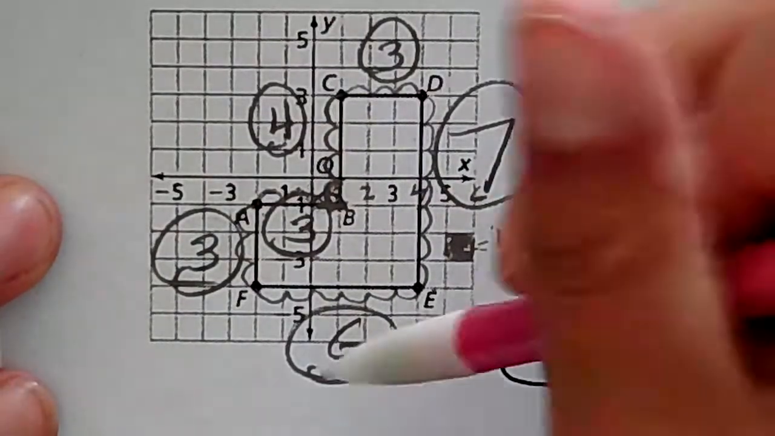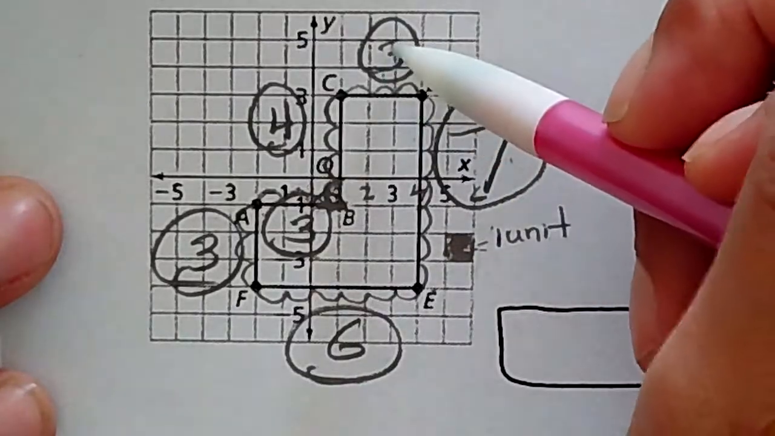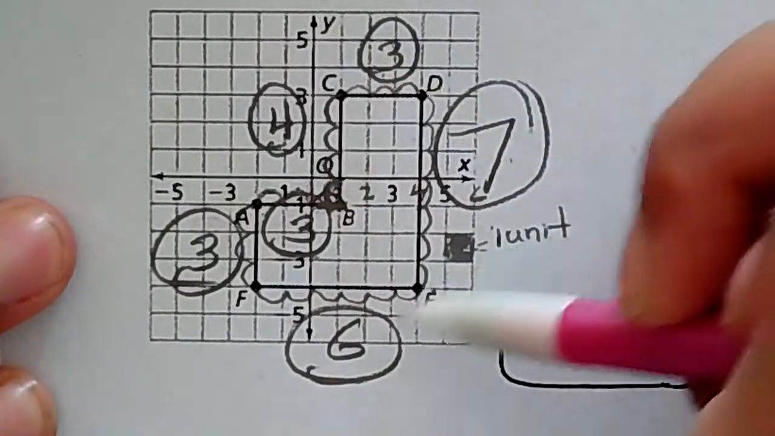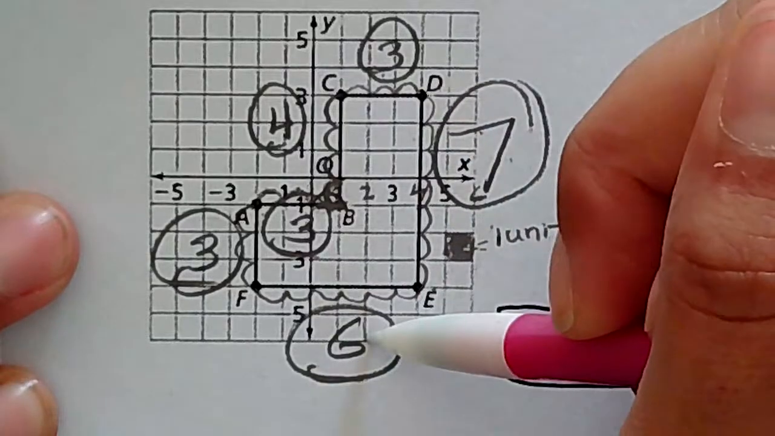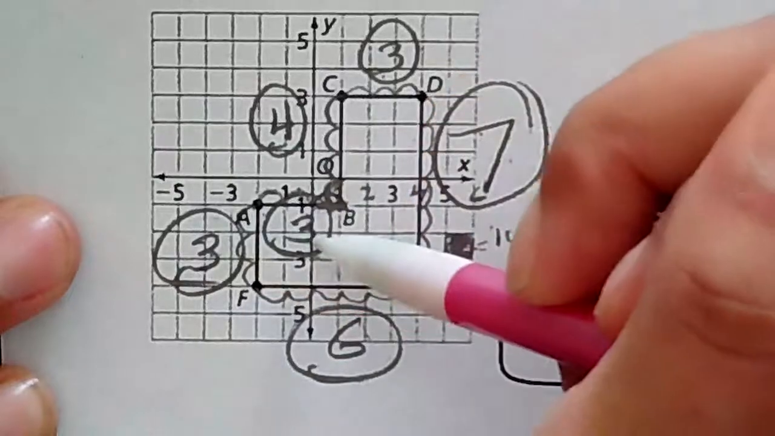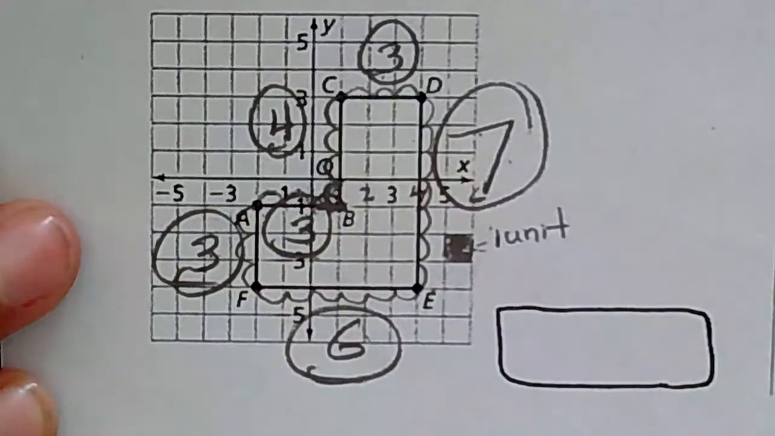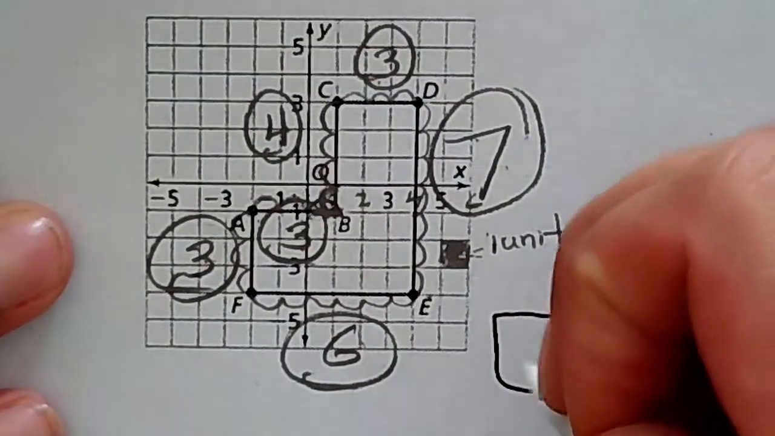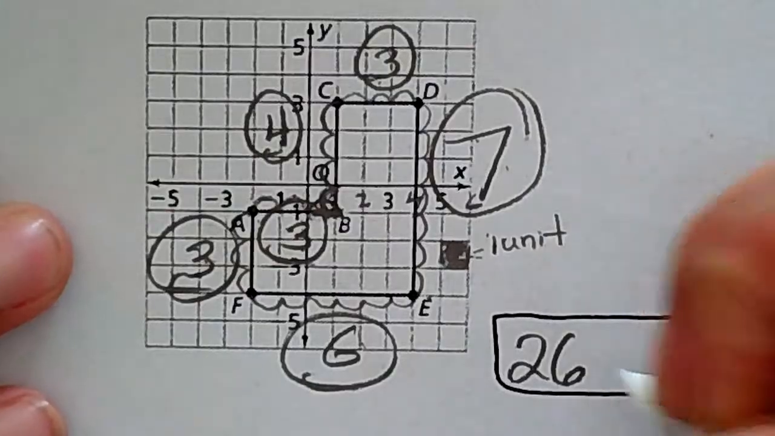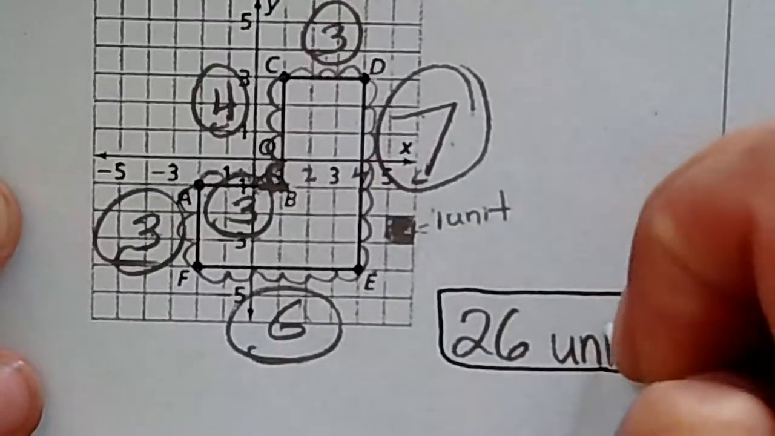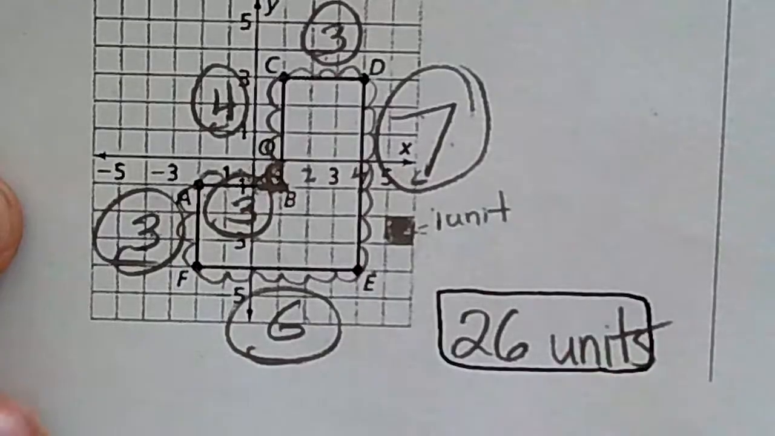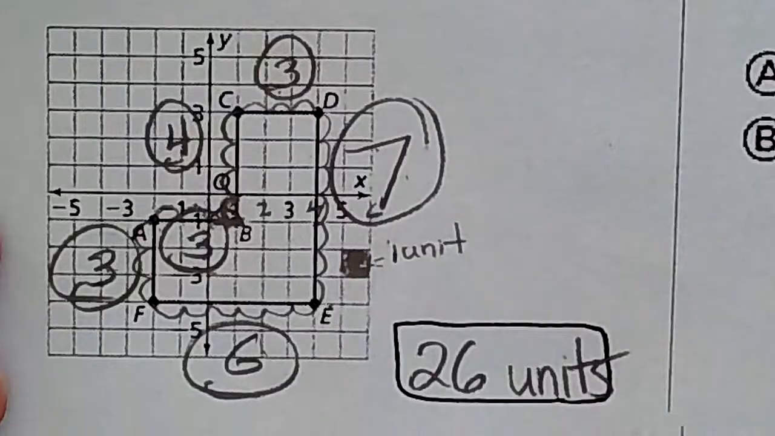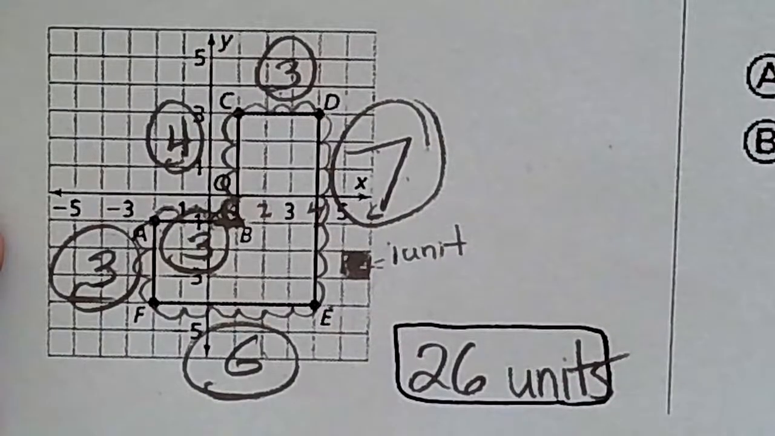So I have 7, 8, 9, 10. Then I have 10 plus 6 is 16, 17, 18, 19, 20, 21, 22, plus 4 is 26. So I'm going to write down here in my answer 26 units. I got to make sure I label it units because it says in units. 26 units. So number 4 is easy. You're just counting all of the perimeter.